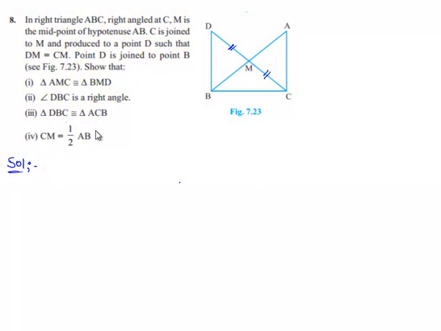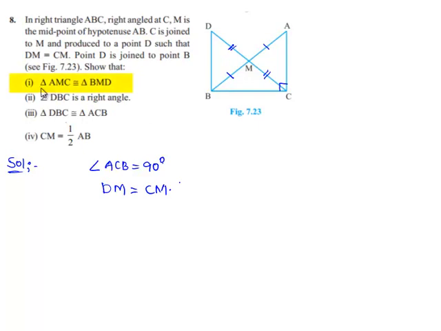let us note down the given information. He has given a right angle triangle ABC which is right angled at C. So now we can write angle ACB is equal to 90 degrees, and he says M is the midpoint of hypotenuse AB. So we can say that AM will be equal to BM, as M is the midpoint of AB. And he says D is a point such that DM is equal to CM. Let us note down that DM is equal to CM.